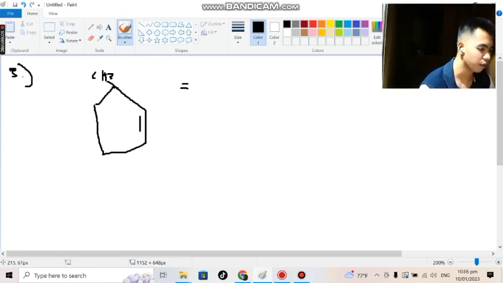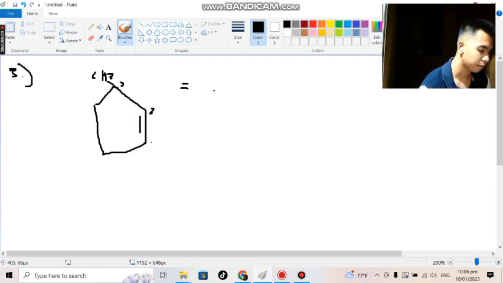So for our third problem, we have a cyclopentene here. Why do we call this a cyclo? Because this is in the shape of a ring, attached to each other. To name this, the closest one is going to be here, so we're going to start here. So 1, 2, and 3.